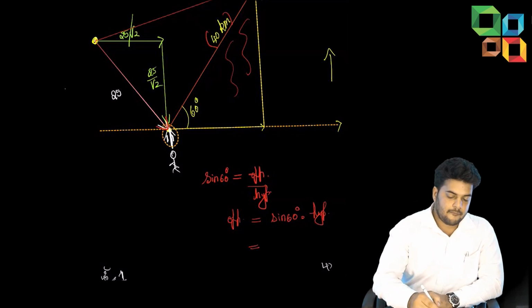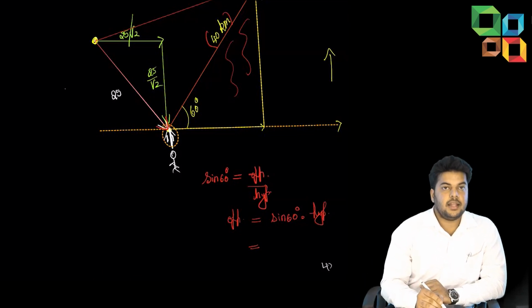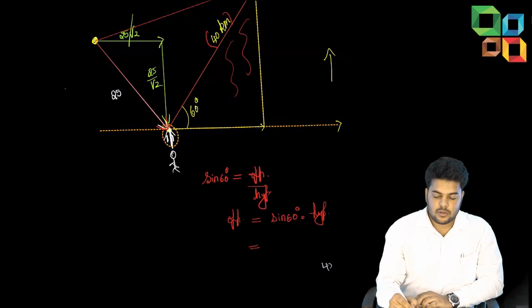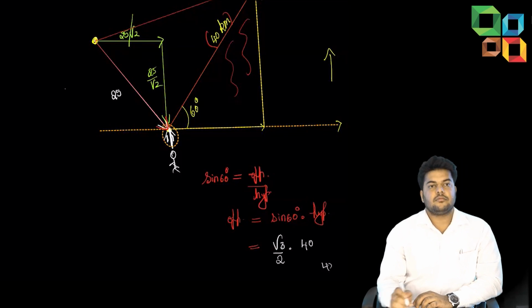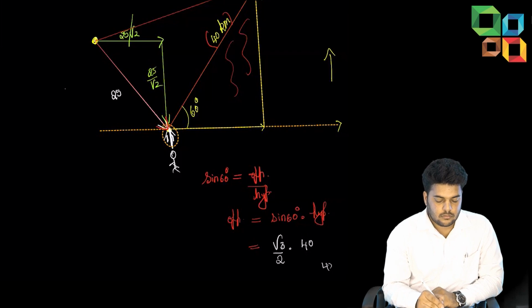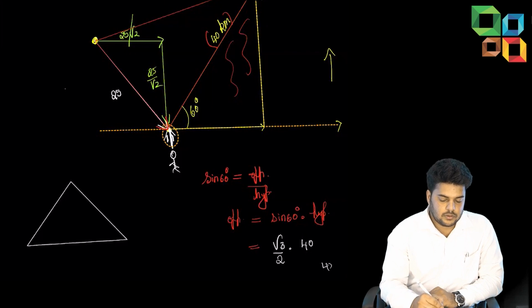Rachit, do you know the value of sine 60? Not really. Okay, so it's root 3 by 2. So root 3 by 2 into the hypotenuse. Hypotenuse is 40. So Sandra, how did we figure out that value root 3 by 2? Sir, if you take a mirror image of the 90-60-30 triangle, you will get an equilateral triangle. Yeah, correct. So good.